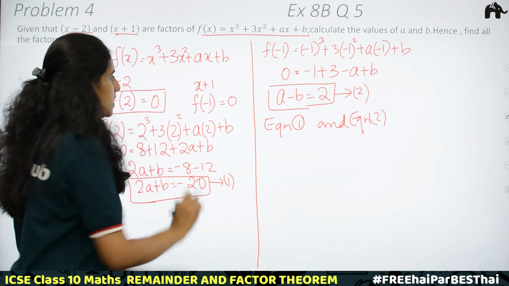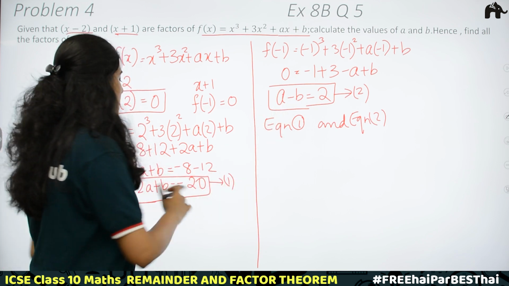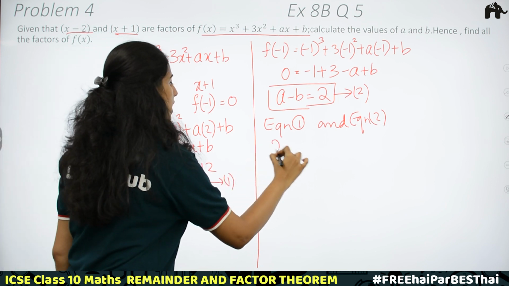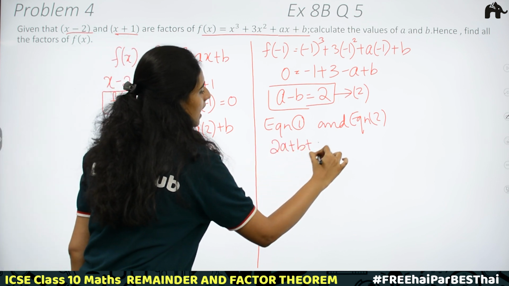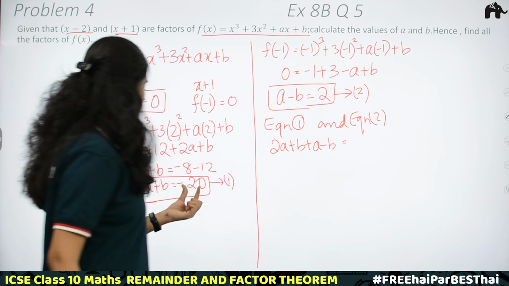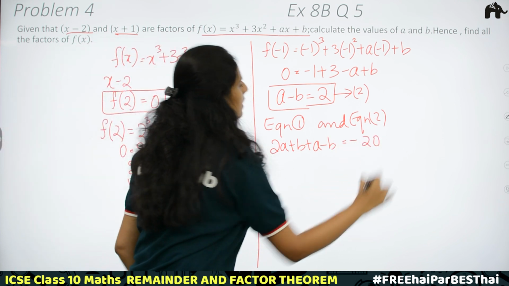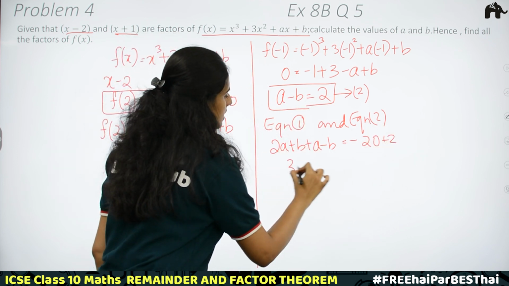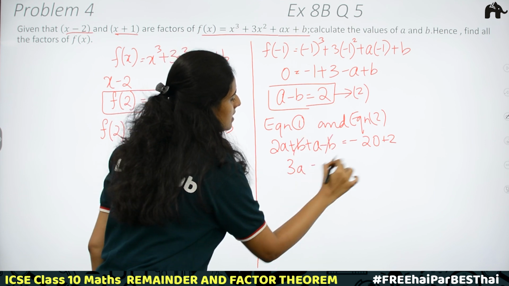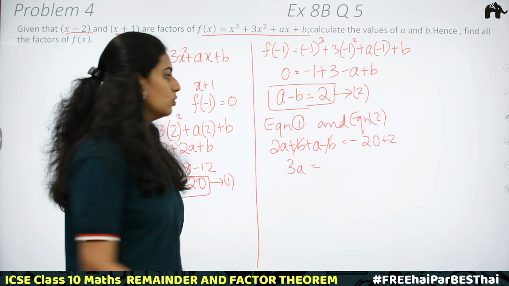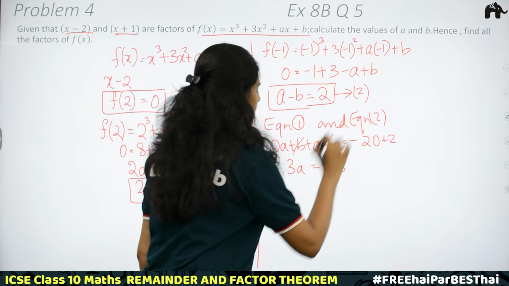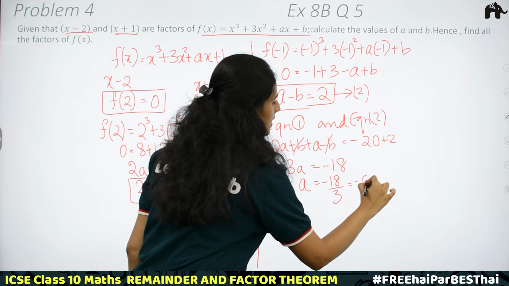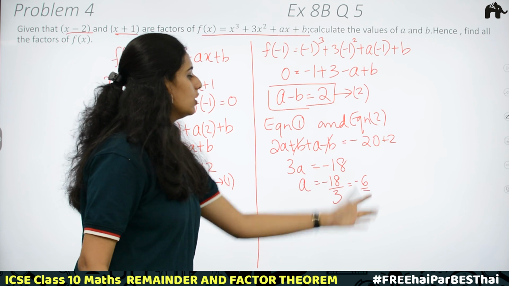If here we have plus b and here again we have plus b, in that case, you can subtract. Only then you can remove the b. LHS, we get 2a plus b plus a minus b. RHS, here we have minus 20 and here we have plus 2. That is 2a plus a, 3a, plus b minus b cancelled, is equal to minus 20 plus 2, which is minus 18. Then a is equal to minus 18 divided by 3, that is minus 6. We got the value of a is equal to minus 6.